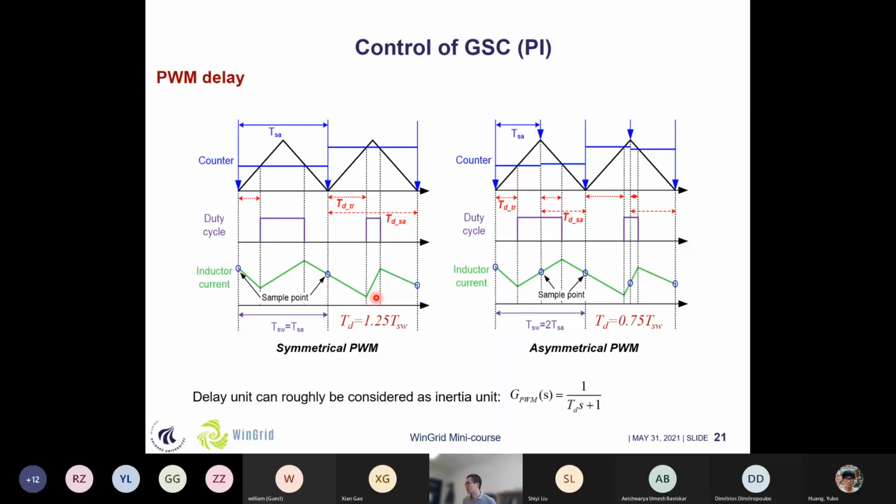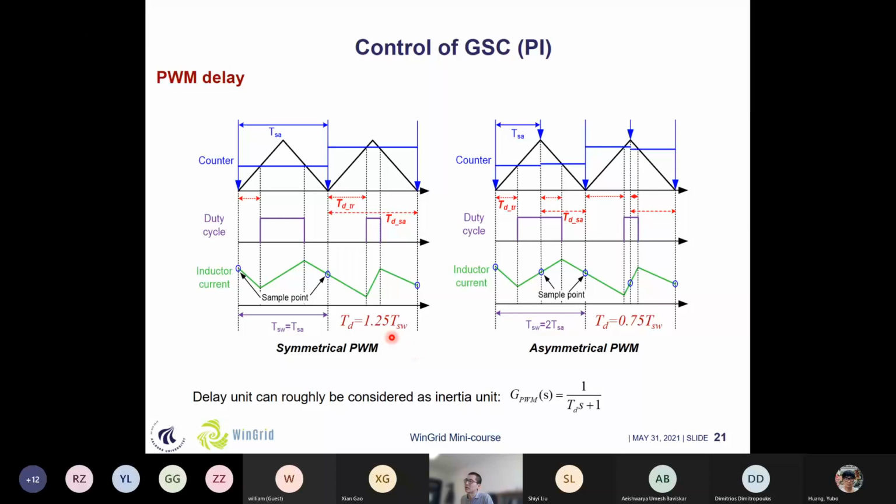And another thing is that if we use this PWM, normally some control PWM delays will be introduced in case of this modulation period. So here, generally speaking, we have two kinds of sampling system. One is what we call symmetrical PWM. That means only one value will be sampled within one switching period.